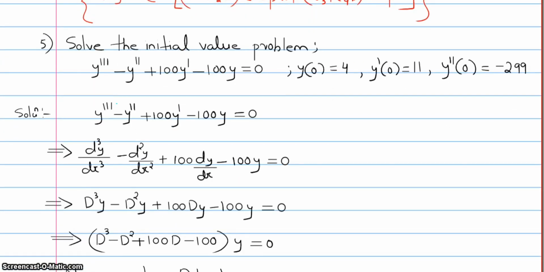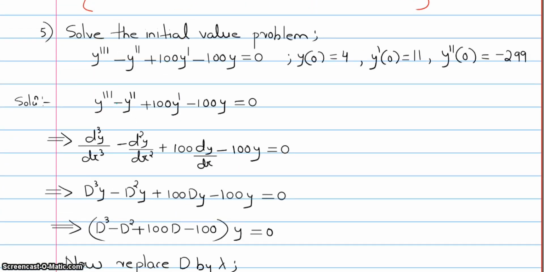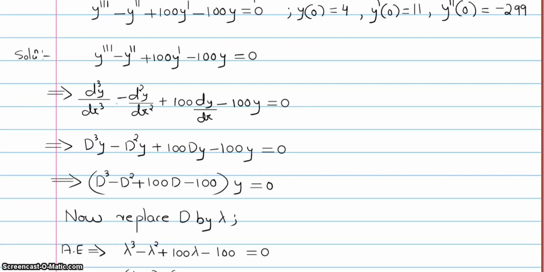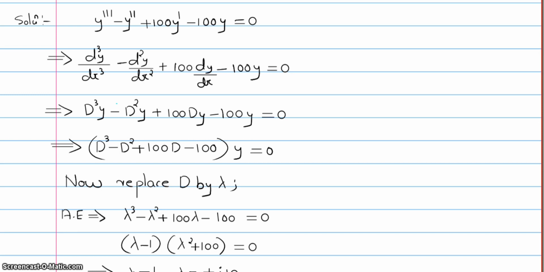Next one, solve the initial value problem: y triple dash minus y double dash plus 100 y dash minus 100 y equal to 0, and we have some initial conditions for finding the arbitrary coefficient terms. First find the general solution. The given equation can be written in the form d cube y by dx cube minus d square y by dx square plus 100 dy by dx minus 100 y equal to 0.